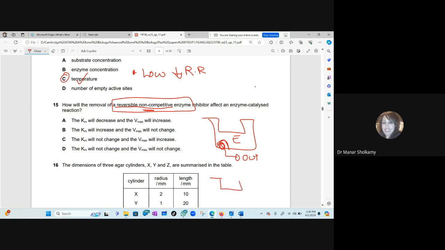But when we have a competitive inhibitor, this is my enzyme, and this is my substrate, and this is the competitive inhibitor, the enzyme can bond with the competitive inhibitor and leave the substrate. So the affinity of the enzyme to the competitive inhibitor is the same as the affinity of the enzyme to the substrate, which will lower the affinity of the enzyme to the substrate.